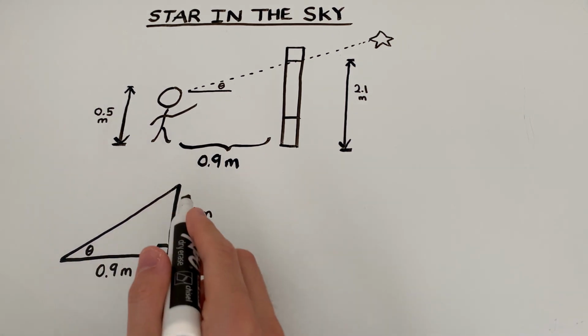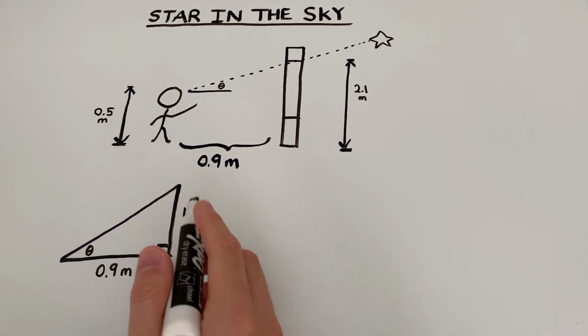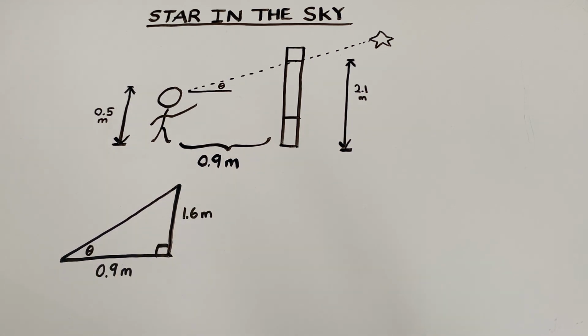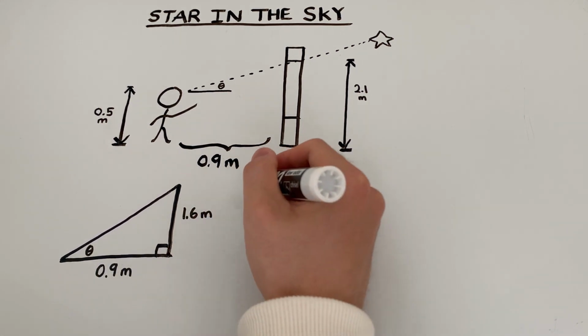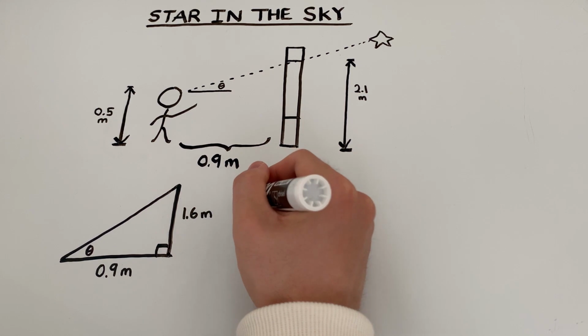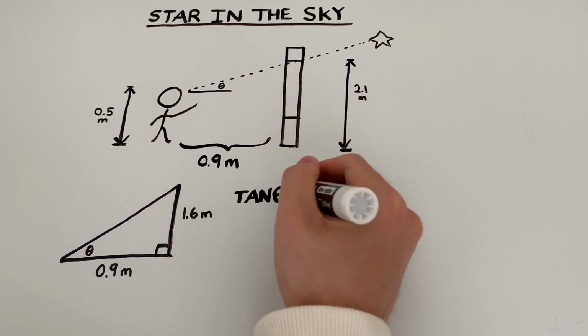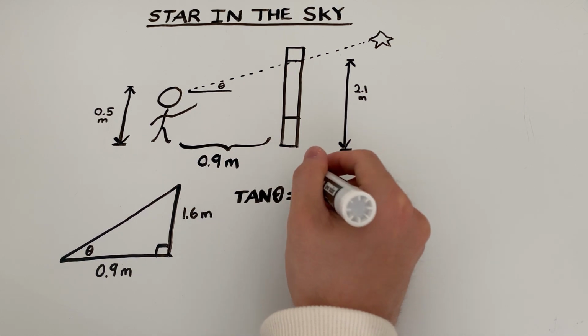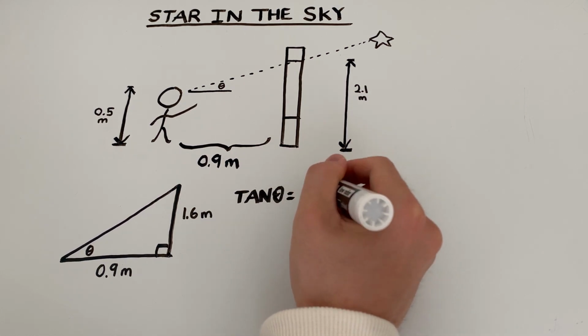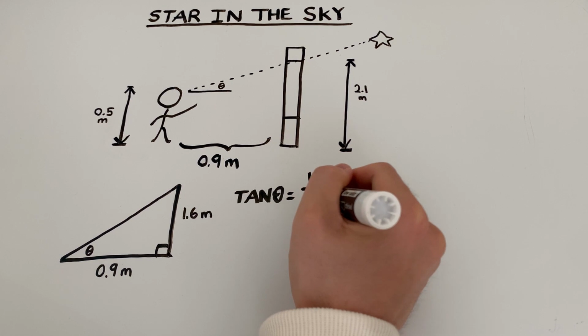We have an angle, its opposite side, and its adjacent side. So again, we have tangent. So tan theta is equal to opposite 1.6 over adjacent 0.9.